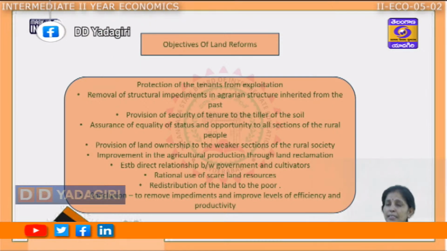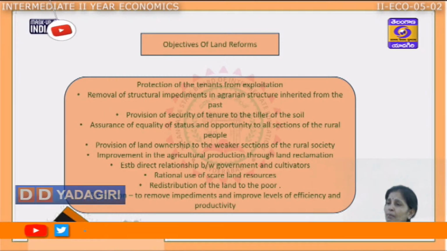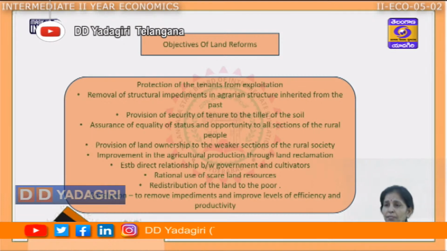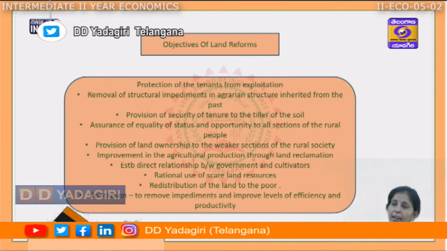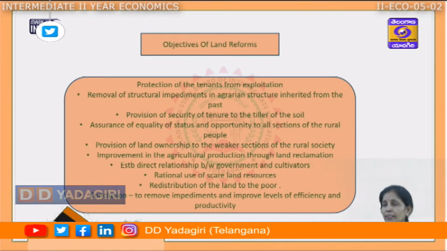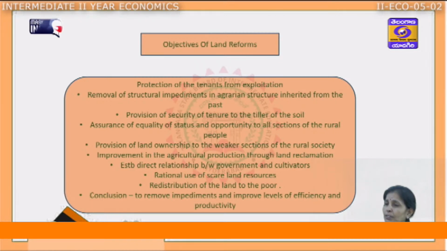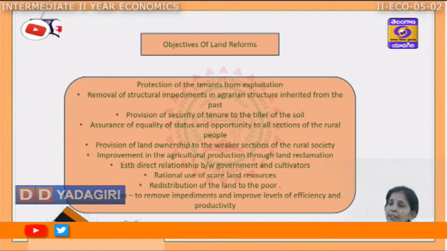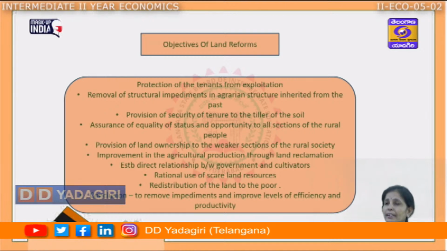The next one is establishment of a direct relation between the government and the cultivator. There should be direct access between the government and the farmers. And today, the government is taking many steps where the farmers have direct contact with the government. Next is rational use of scarce land resources. India has a share of 2.5% of the total land area of the world and we need to make the best use of our limited resources to increase agriculture cultivation.